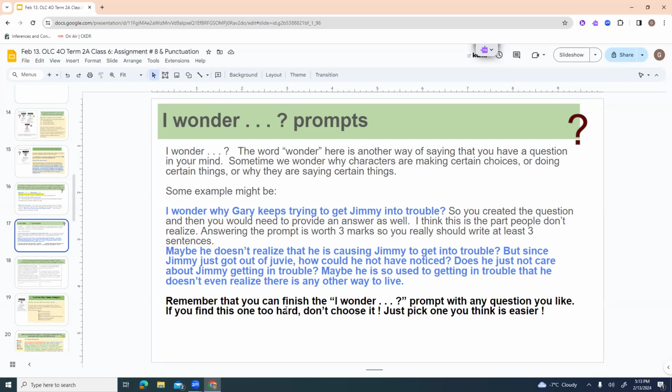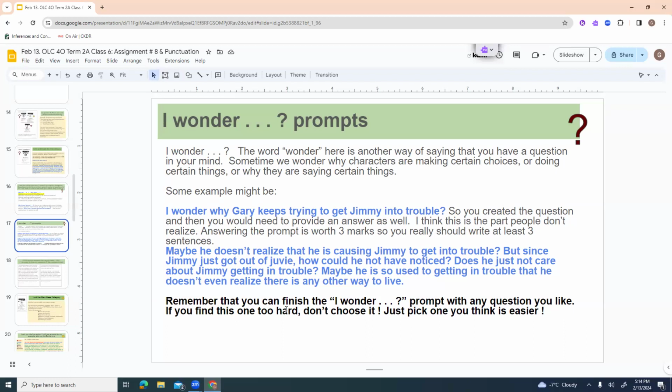Sometimes we might wonder why characters are making certain choices or doing certain things or why they're saying certain things. So an example might be, I wonder why Gary keeps trying to get Jimmy into trouble. So I've made the question, but that's not enough. I need to kind of provide an answer too. And that's maybe the part that is confusing to people.